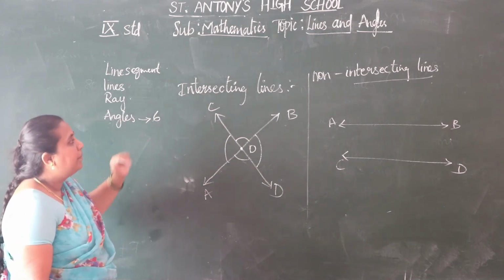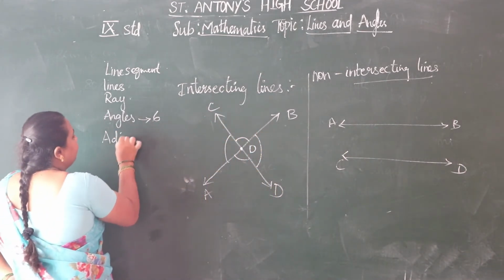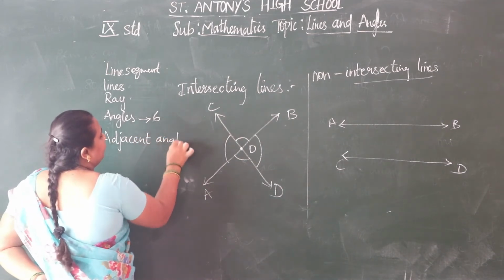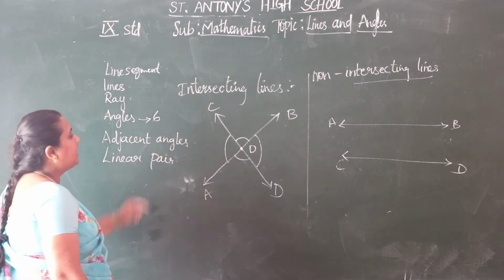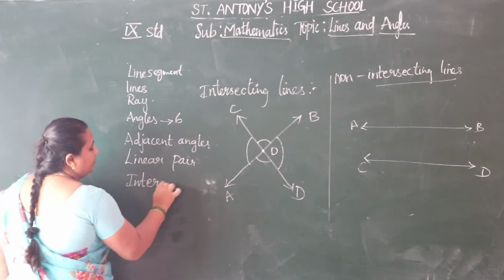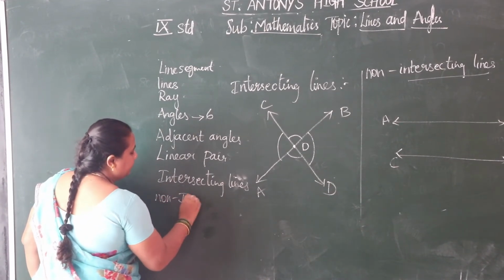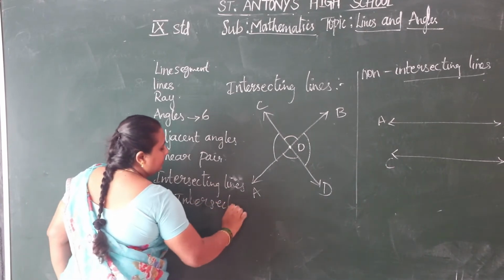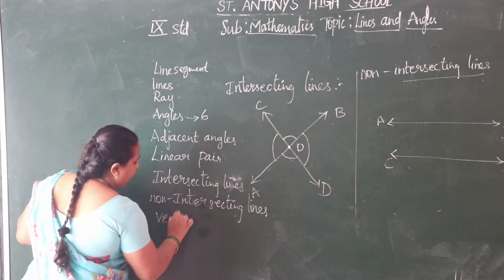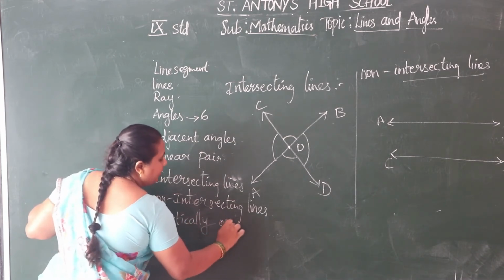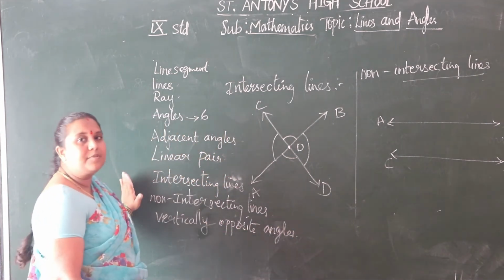Then what did we see next? Adjacent angles, then linear pair of angles, then intersecting lines and non-intersecting lines, then vertically opposite angles. We have seen these concepts now.